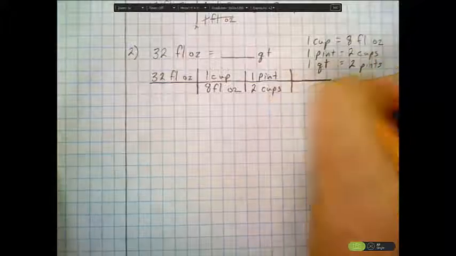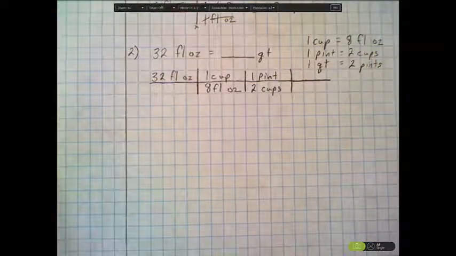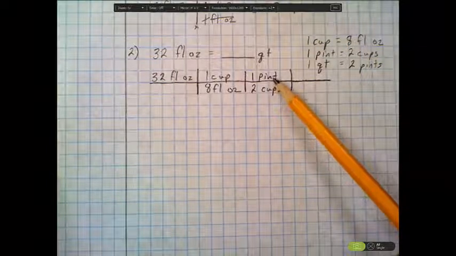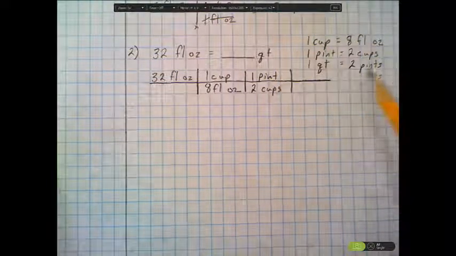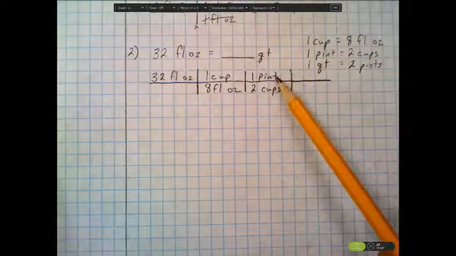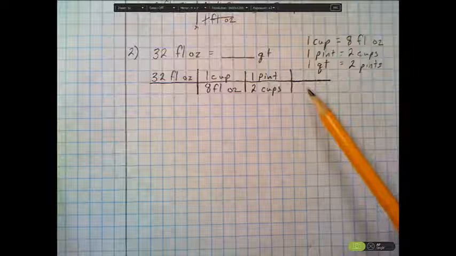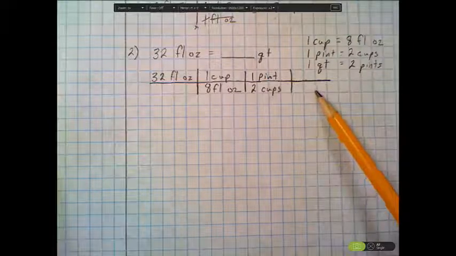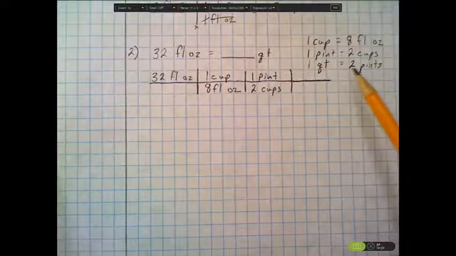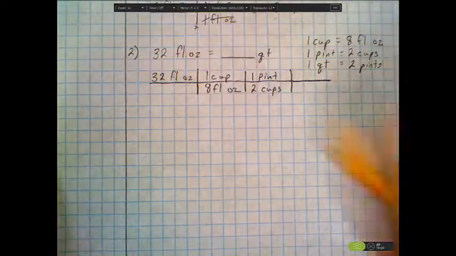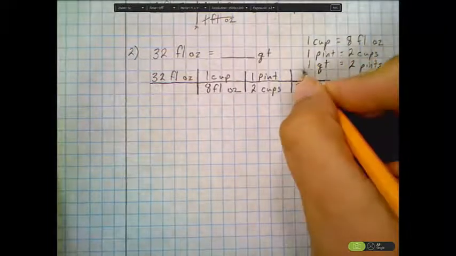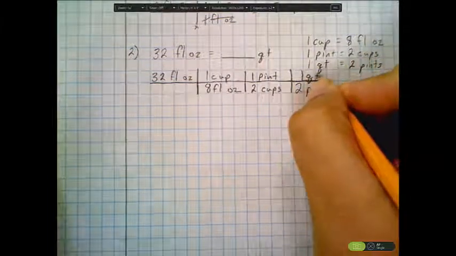Well, we're not at quarts yet, and so we're going to continue on with our dimensional analysis. Now, do we have a relationship that goes from pints to quarts? Well, yes, we do. We have this one that says that 1 quart is equal to 2 pints. Since we have pints on the top of the third section, we need to have pints on the bottom of the fourth section. So we're going to put the 2 pints from this conversion factor on the bottom, and the 1 quart goes on the top.